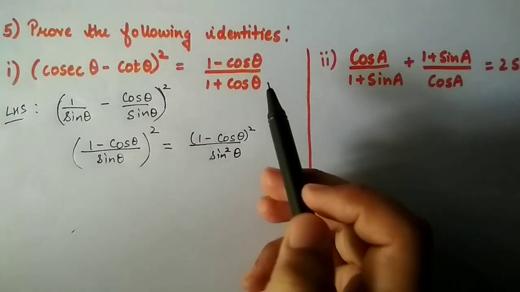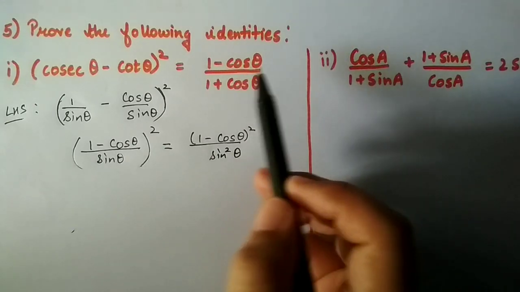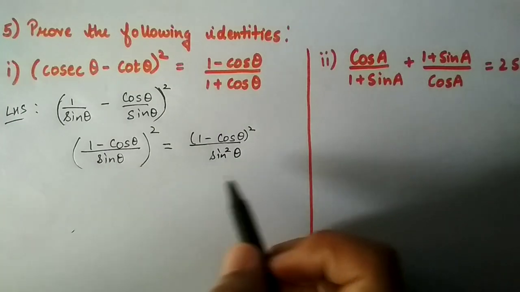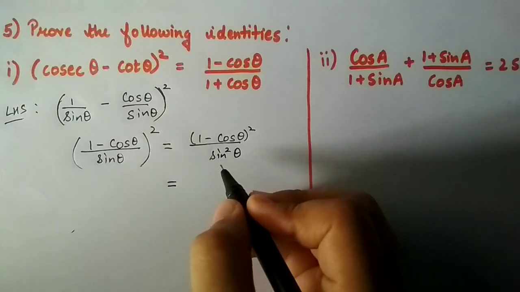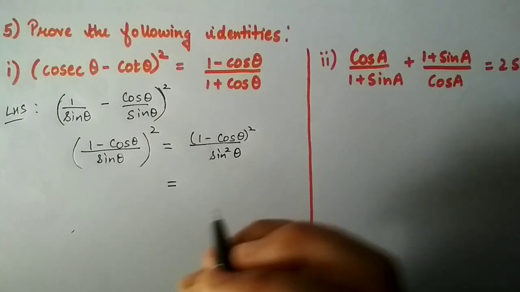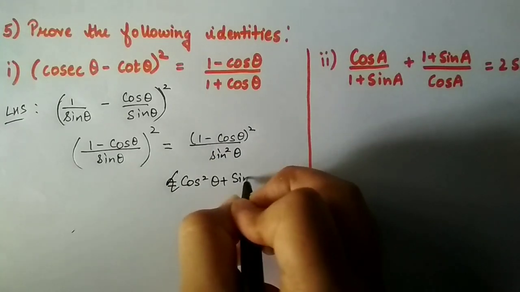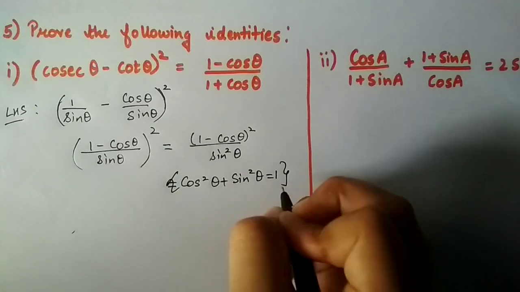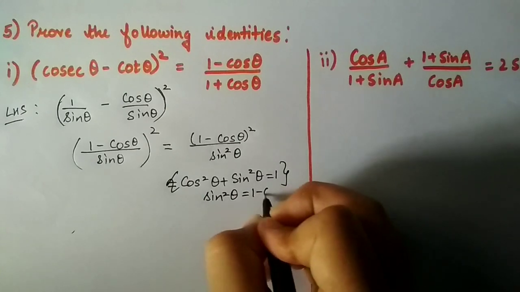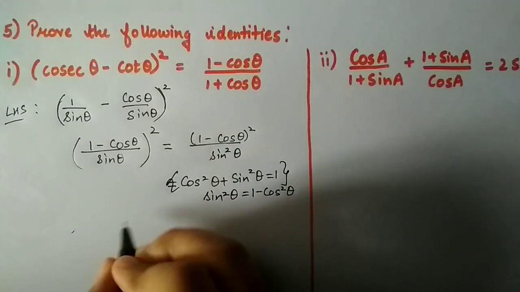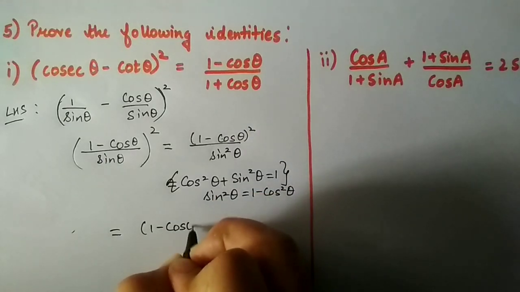So now you can see that in right hand side there is no sine theta term, there is only cos theta. So try to remove sine term from here. So can you apply any identity to remove sine? Yes, you know cos square theta plus sine square theta is equal to 1. Therefore from here the value of sine square theta is 1 minus cos square theta. You can use it. So you can write instead of this 1 minus cos theta whole square.